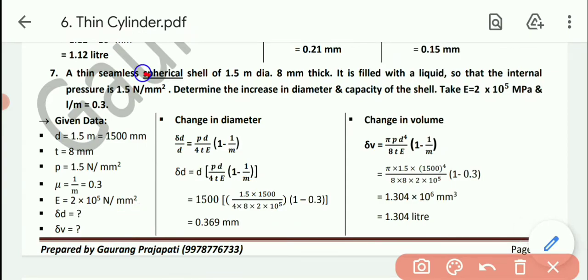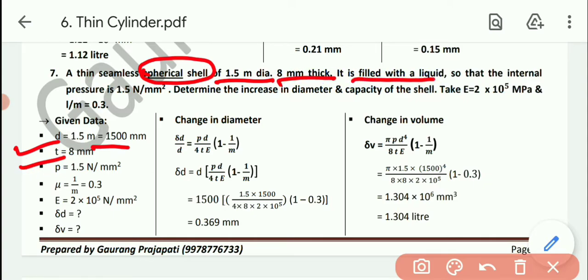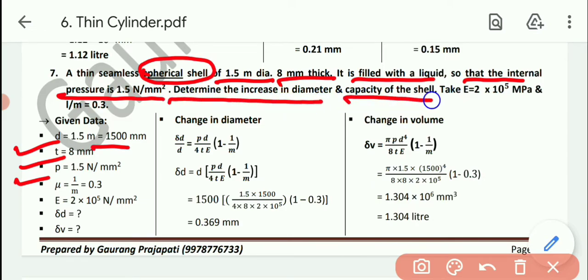See, a thin seamless spherical cell 1.5 meter diameter. So diameter is 1.5 meter. Let's convert it into mm, that is 1500 mm. 8 mm thick. Thickness is given to us, that is 8 mm. It is filled with a liquid so that the internal pressure is 1.5 Newton per mm square. So the value of the pressure is given, 1.5 Newton per mm square. Determine the increase in the diameter and capacity of the cell. So we need to calculate ultimately change in diameter as well as change in volume. Okay, delta D and delta V.